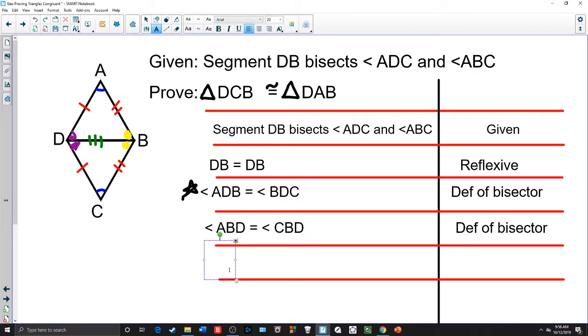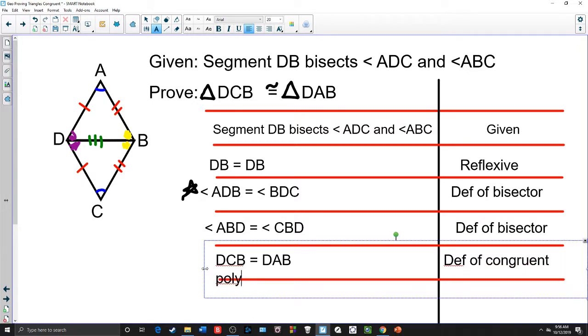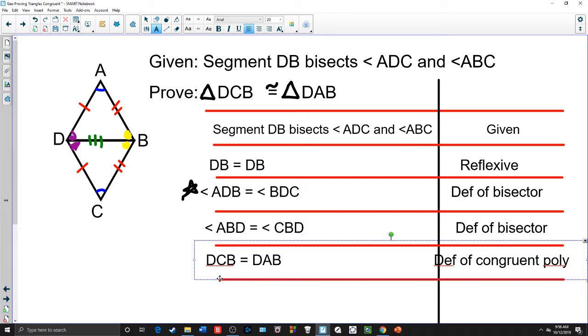And then to wrap this all up, we now have all three sides congruent. We now have all three angles congruent. Therefore, we can say that triangle DCB is equal to triangle DAB. And how do we know that? Well, that's by definition of congruent polygons, which I need to give myself a little bit more space here. There we go. I'll say poly for short, just to save myself some space. So this would then prove the triangles are congruent because once again, I have all three sides matched up. One side is shared, so I get reflexive. And I have all three angles paired up. So then I have my triangles congruent.